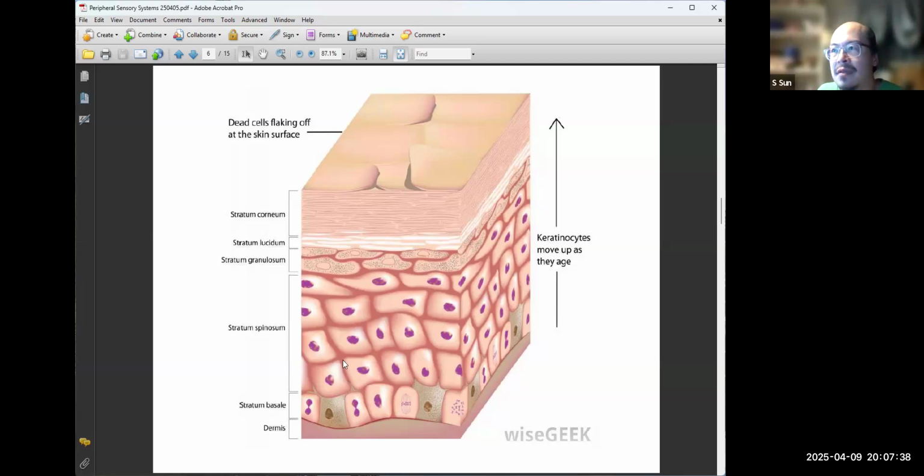So that's that. The key thing here is that while we have many layers, the only layer that I need you to pay attention to is the stratum basale, because this is the layer where we have the stem cells. You also see the stem cell for the keratinocyte. You also see the stem cell for the melanocyte. This is the one that provides the pigments, the color tone, or skin tone of your skin. Yeah. So that's that.